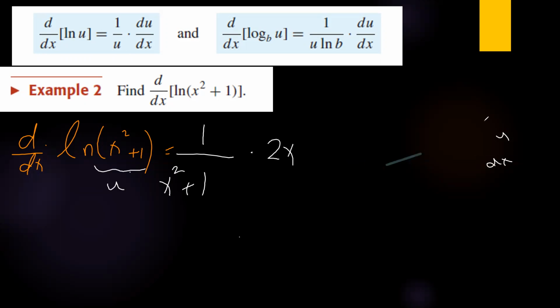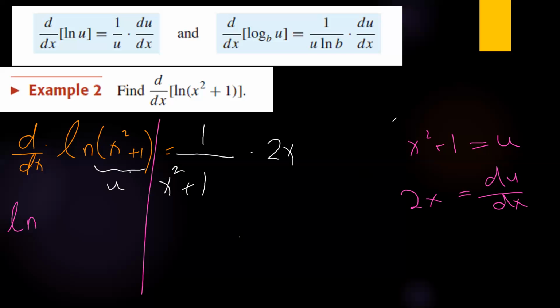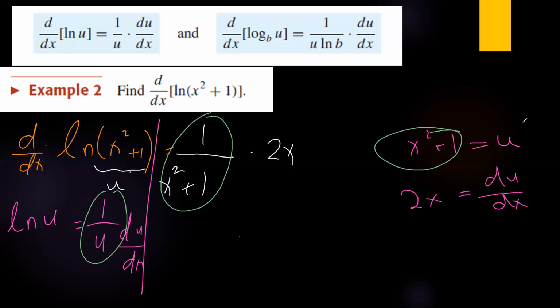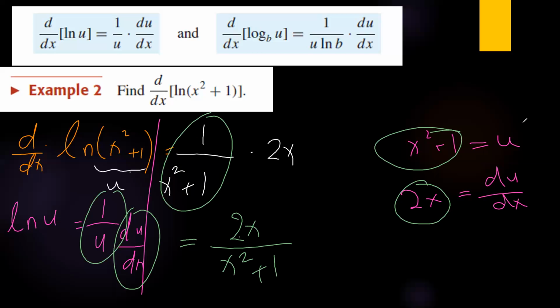In other words, since x squared plus 1 is u, du over dx will be 2x. Then the formula says that if we have ln of u, it is 1 over u du over dx. So let's evaluate. Instead of writing 1 over u, write 1 over x squared plus 1. And instead of writing du over dx, write 2x. So the final answer will be 2x over x squared plus 1.